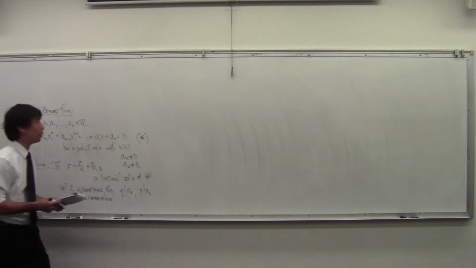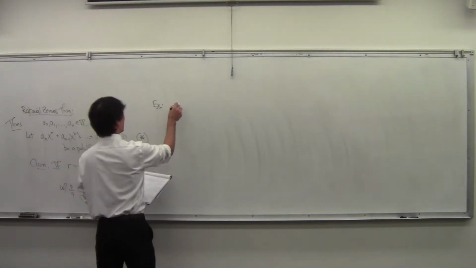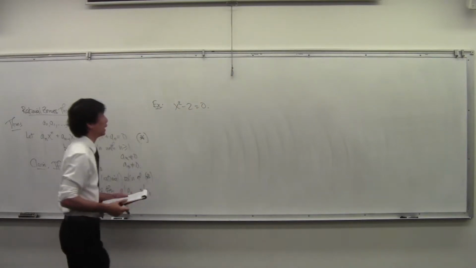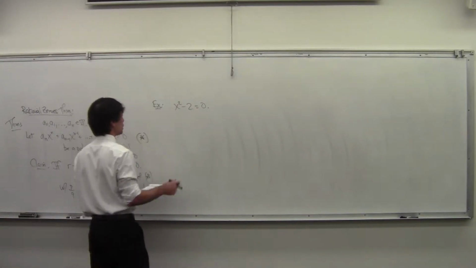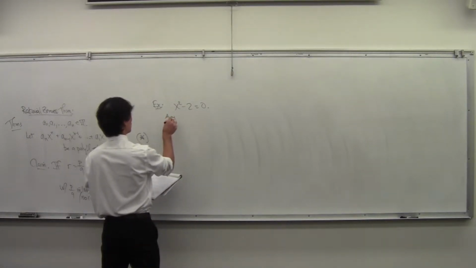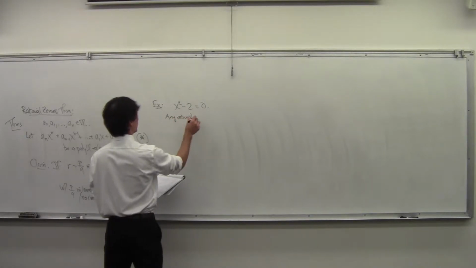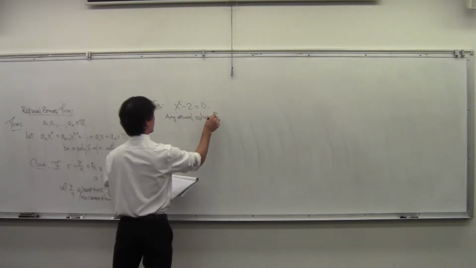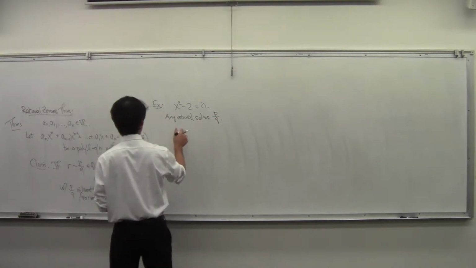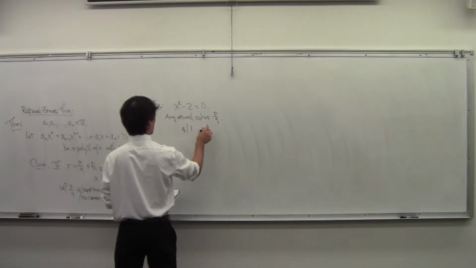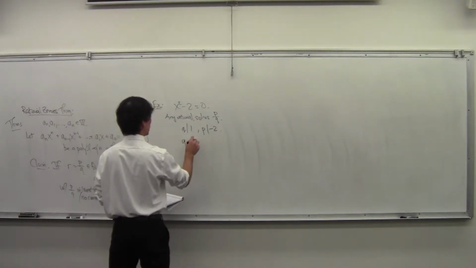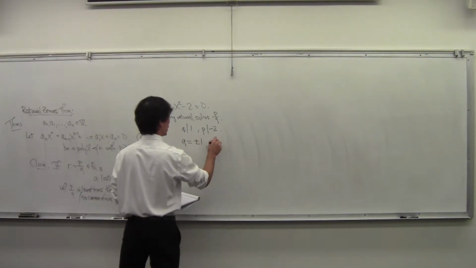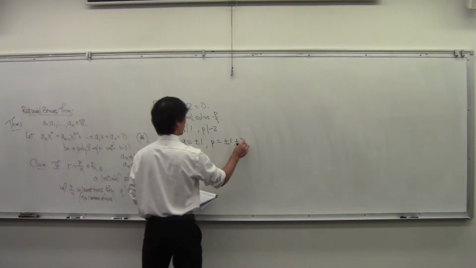Okay, and so for example, if we're looking at x squared minus 2 equals 0, right? The solutions, if there were rational solutions, any rational solutions of this, P over Q, would have to satisfy that Q divides 1 and P divides negative 2. In other words, Q can only be plus or minus 1, and P could be plus or minus 1 or plus or minus 2.